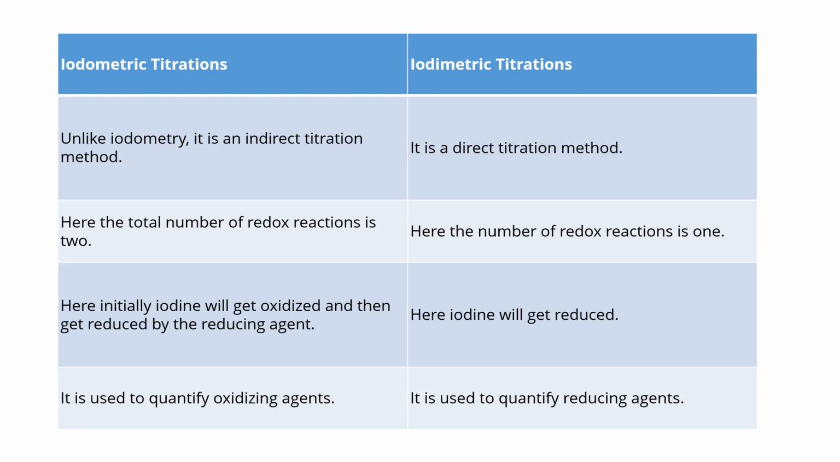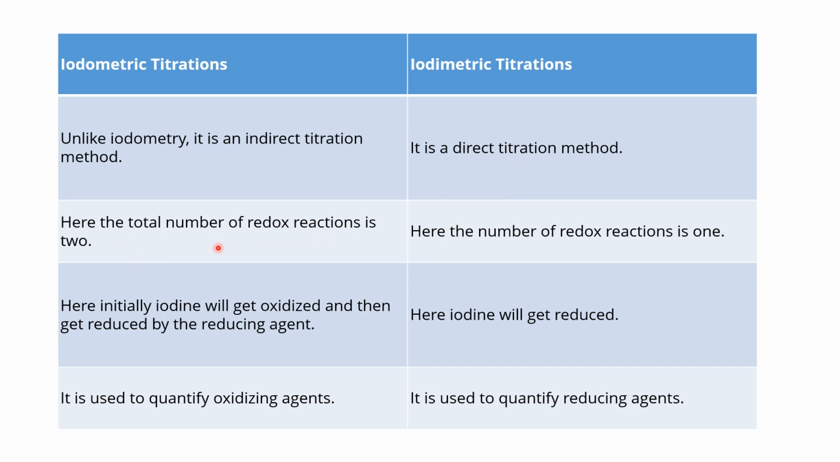Let us now see the difference between iodometric and iodimetric titration. Iodometry is an indirect titration method. Why is it an indirect titration method? Because you are first producing I2 and then you are titrating the liberated iodine with sodium thiosulfate. Iodimetry is a direct method where directly you are using I2 in the burette.